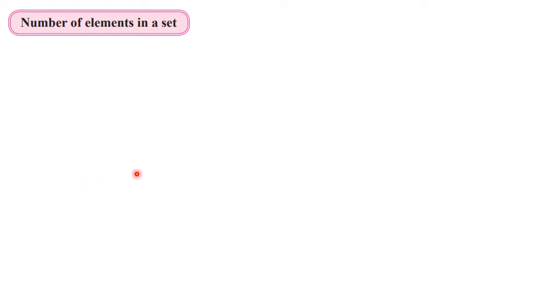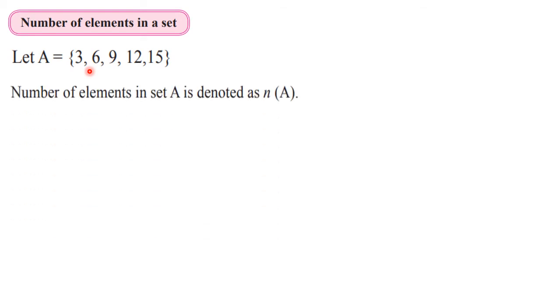Now the important formula which we want is the number of elements in the set. First of all, let us try to understand the meaning of number of elements in a set. So if we have a set A, suppose, with elements 3, 6, 9, 12 and 15, to count the elements: 1, 2, 3, 4 and 5. So the number of elements in set A is 5, and we represent it like this, n of A, and then we write n of A is equal to 5. That means set A has 5 elements.